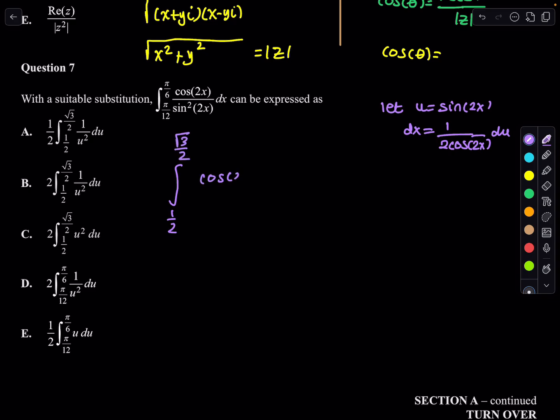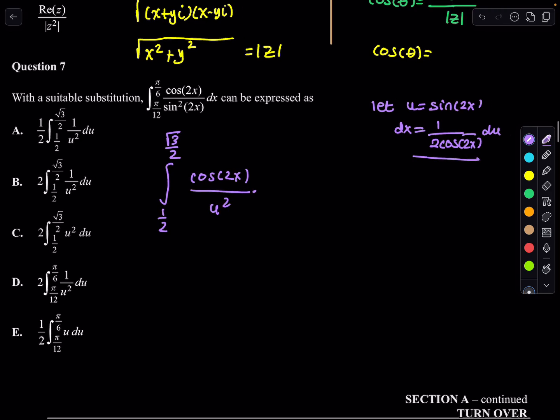Doing the same with the pi on 6 here, sub it in here. 2 times pi on 6 is what? Pi on 3. Sine pi on 3 is root 3 on 2. So let's write it: cosine 2x, 1 over, sine 2x is u, so it's u squared. And dx is expressed as that, a half.